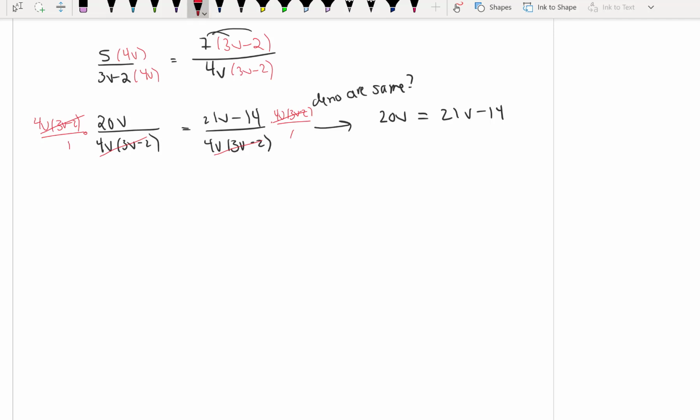So now I'm going to subtract 21v from both sides. If I have 20v minus my 21v, I have a negative 1v equal to a negative 14. And here I'm going to divide by negative 1 on both sides. So that v is equal to a positive 14.